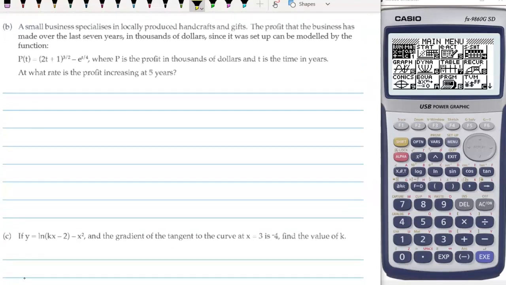On question 2, we've got a formula for profit that is done in thousands of dollars, and we want to know the rate of its increase at 5 years. So if we are finding a rate of increase, then we need to differentiate.